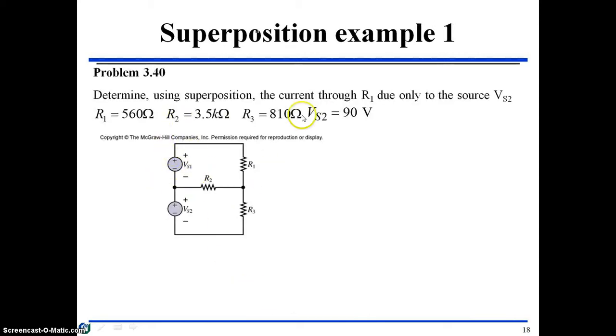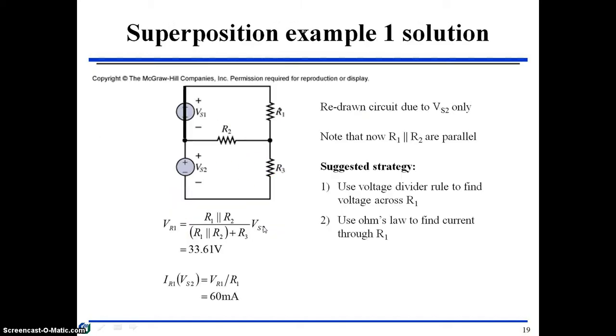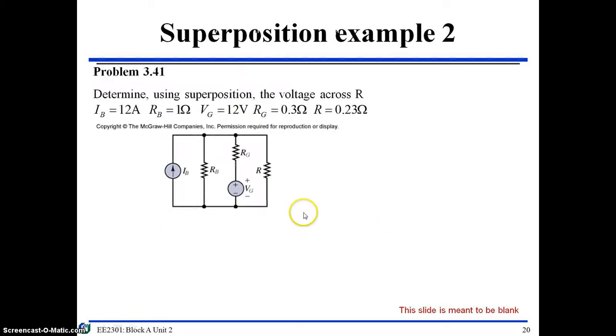For example, we want to apply the superposition principle to the given network. We have two sources, VS1 and VS2. VS1 is masked the first time, and VS2 is masked the second time. Masking means short circuiting the voltage source. If there is a current source, you open circuit the current source. Finally, we get the current through R1 by applying mesh analysis, the current division rule, or Kirchhoff's voltage law. This is the application, with the suggested strategy of the voltage rule and Ohm's law. This is the second example. Thank you.